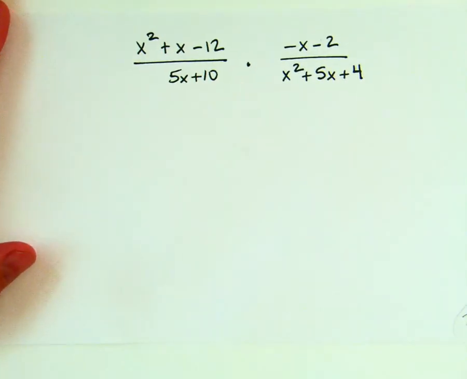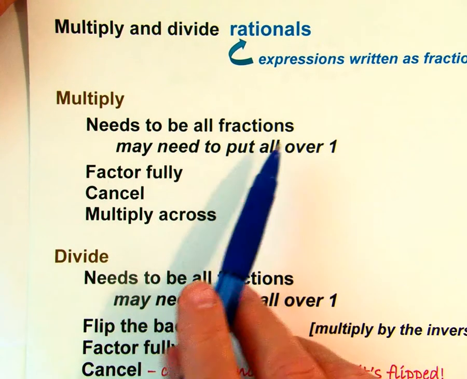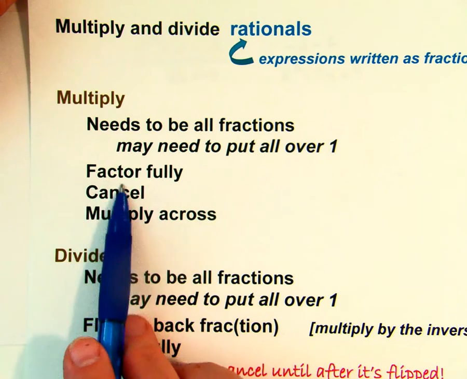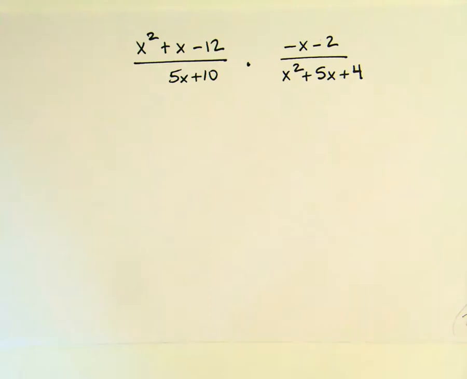Okay, it's getting a little bit messier here. Let's go back to what we started with, not the frog and the dog, but this. What are we going to do? To multiply and divide rationals, everything needs to be a fraction. We're going to factor fully before we cancel, and then we'll multiply normally for fractions.